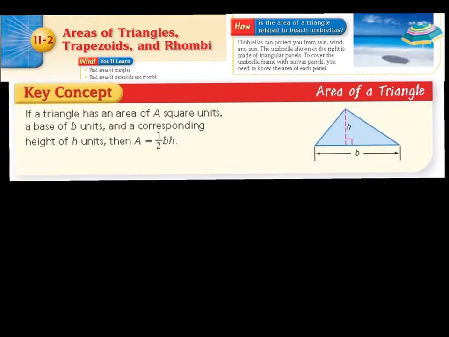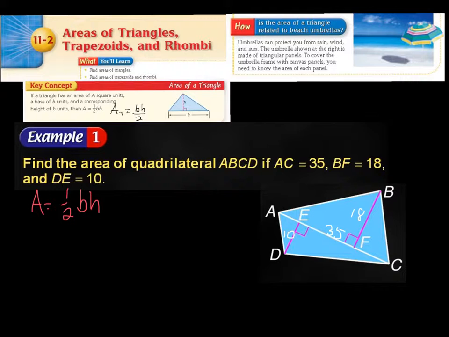Lucky for us, we've got a handy-dandy formula. If a triangle has an area of A square units and a base of B units and a corresponding height of H, height is also known as the altitude, then A equals 1/2 base times height, which would be the same as base times height divided by 2.